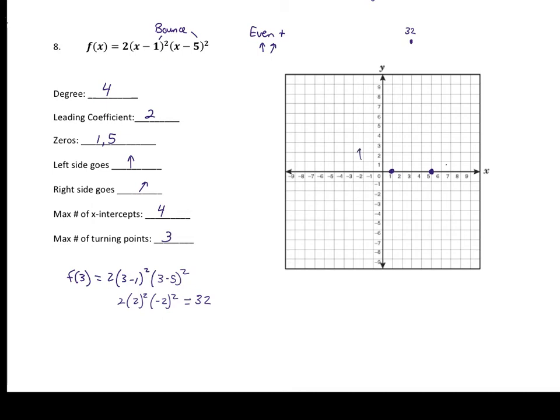We'll put that off the graph. The graph's going to go up to the left and up to the right. So it's going to go down, it's going to bounce, go up to 32, back down, hit 5, and bounce up.